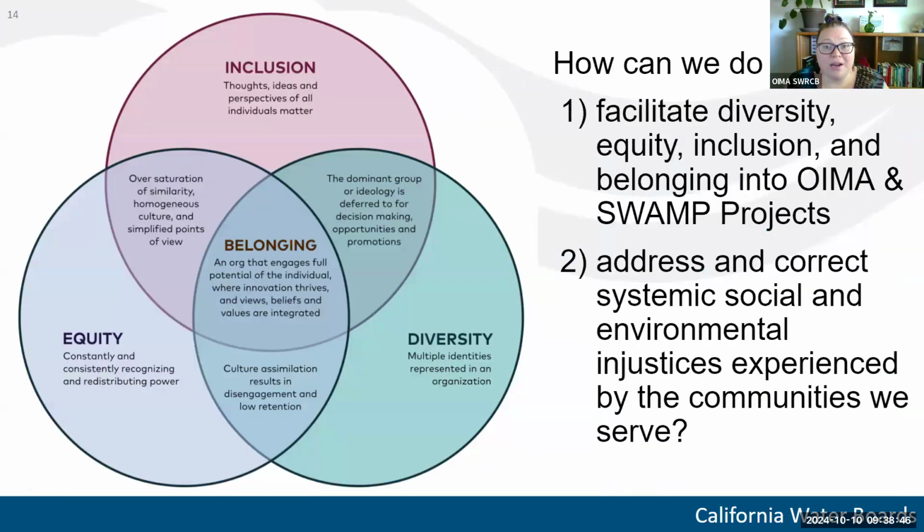For all of our SWAMP programs and efforts, we're thinking about how we can integrate and operationalize diversity, equity, inclusion, belonging, and justice into all of the work we do. How can we do our part to support and advance more equitable outcomes for all?